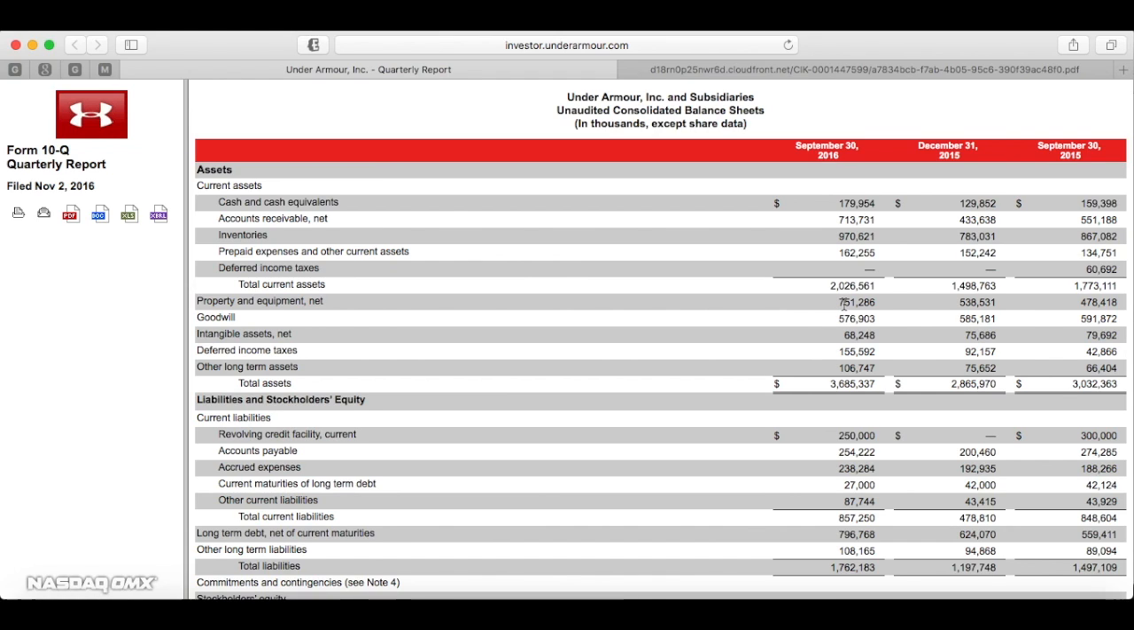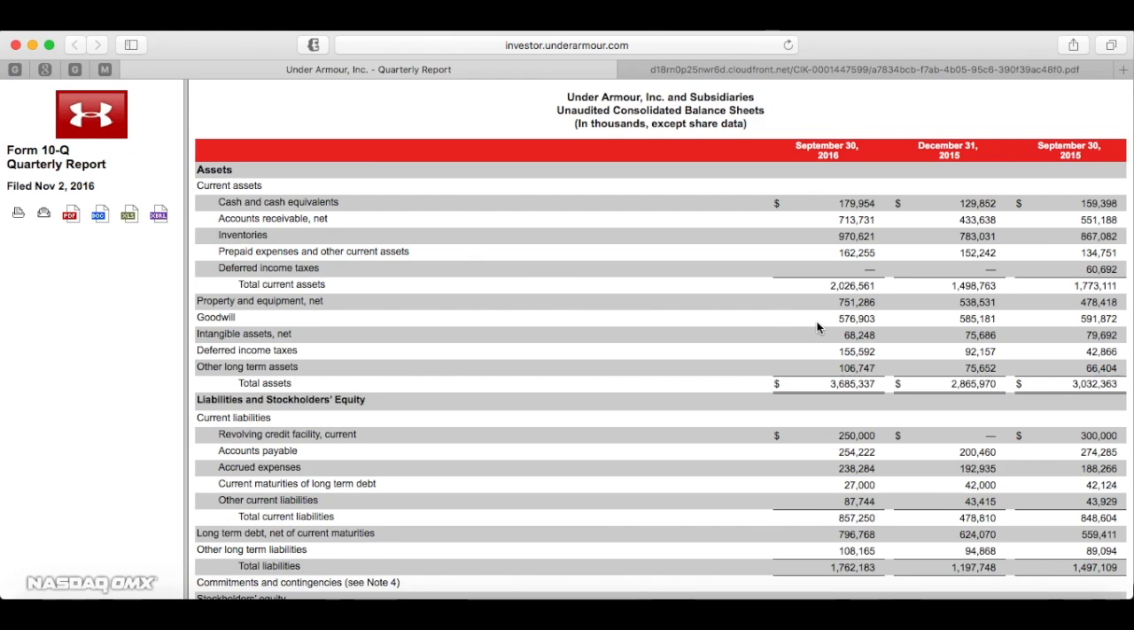Next thing, we go into their property and equipment. We notice Under Armour has been acquiring different kinds of property and equipment over the years. Just over the last year, they've gone from $478 million worth of this to over $751 million. And so they've accelerated their buying of this.